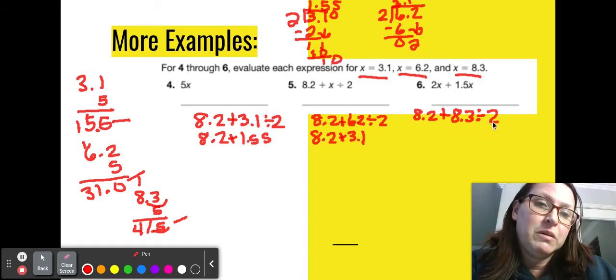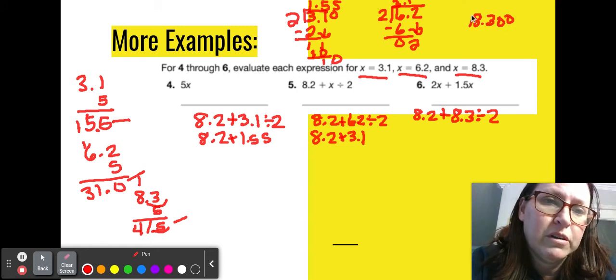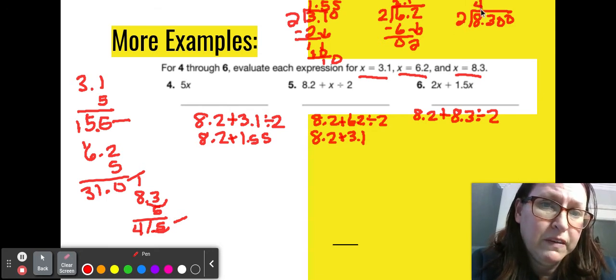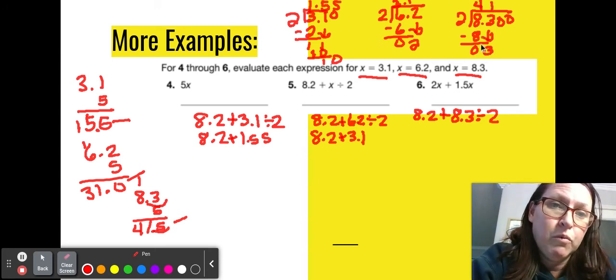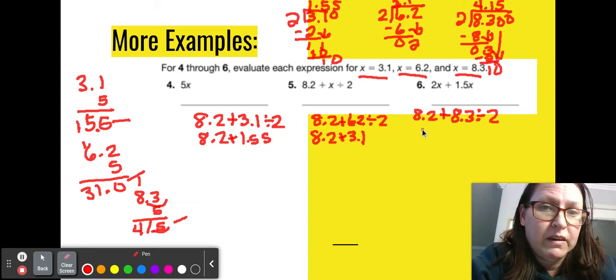Now let's look at this last one, 8.3 divided by 2. That one's a little trickier. 8.3, I'm going to put a 0 after it, divided by 2. 2 goes into 8 4 times. 4 times 2 is 8. 8 minus 8 is 0, and bring my 3 down. 2 goes into 3 one time. 1 times 2 is 2. 3 minus 2 is 1, and bring my 0 down. 2 goes into 10 5 times. My decimal's right here. So I am done. So I have 8.2 plus 4.15.